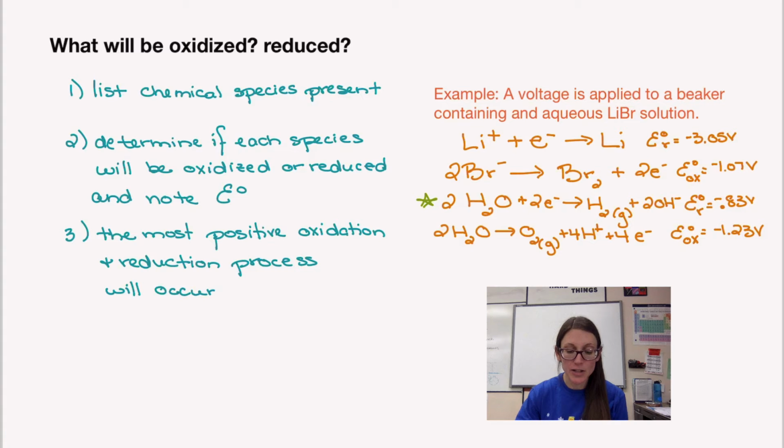And for my oxidation potentials, I have bromide and I have water. But here the bromide is most positive, and so bromine will be oxidized. And so in my electrochemical cell, my electrolytic cell, I'll have water being reduced and bromine being oxidized.